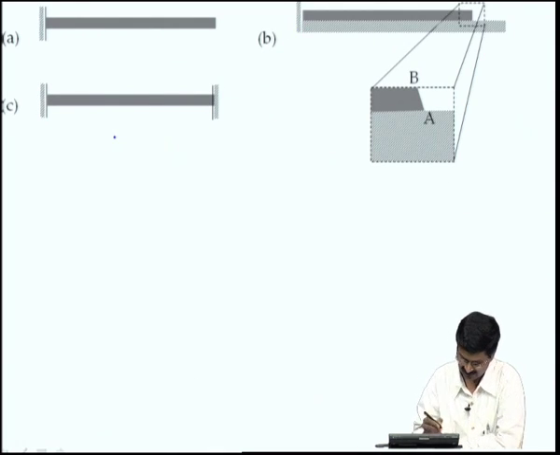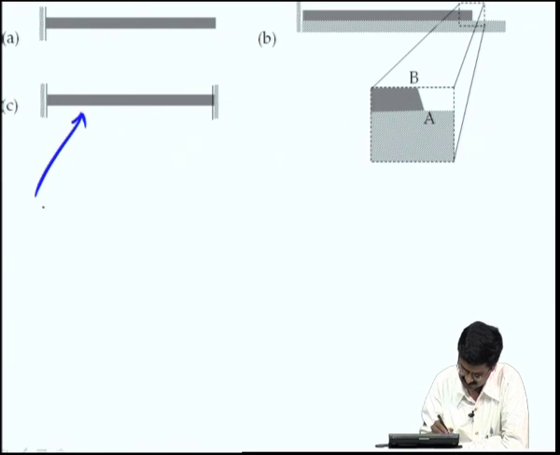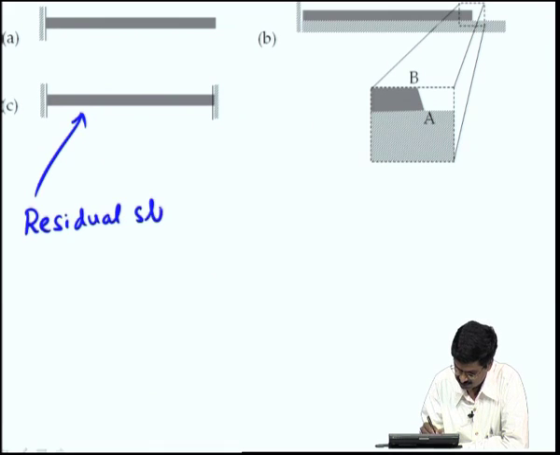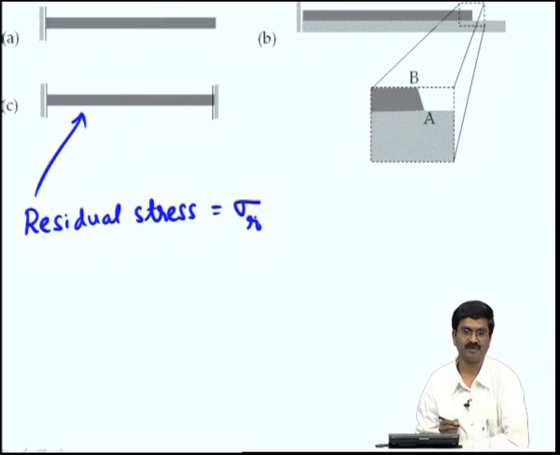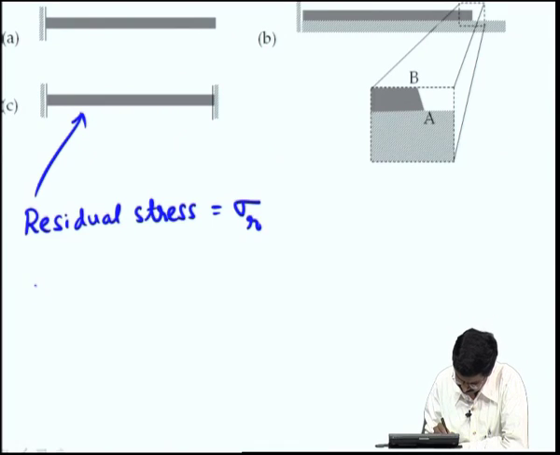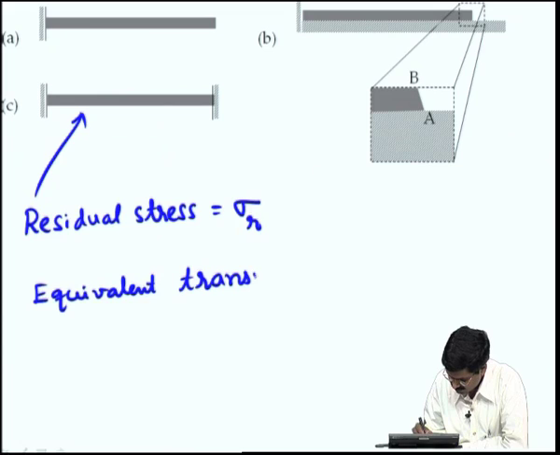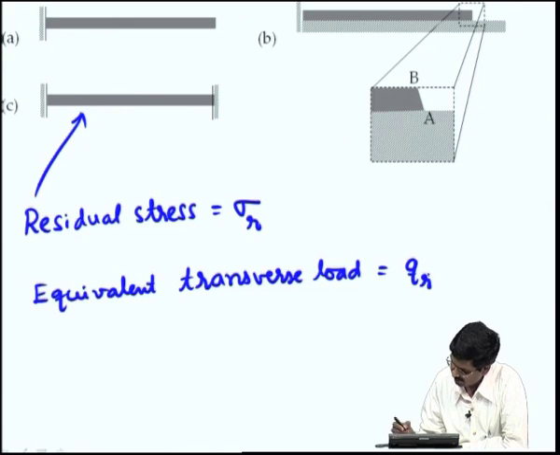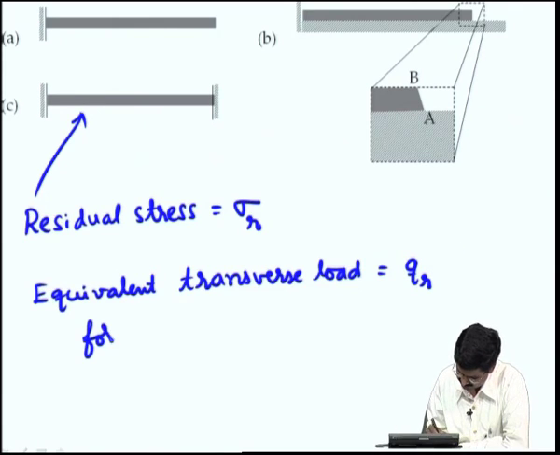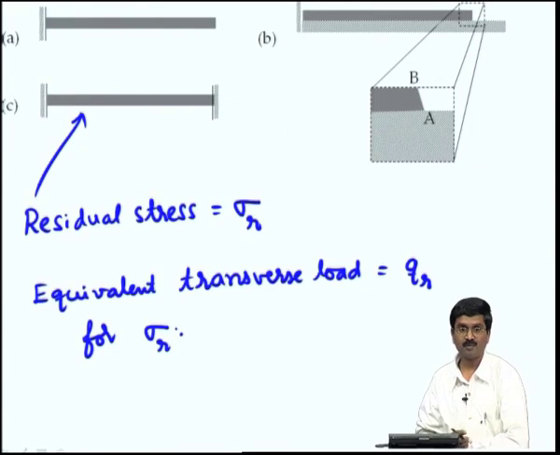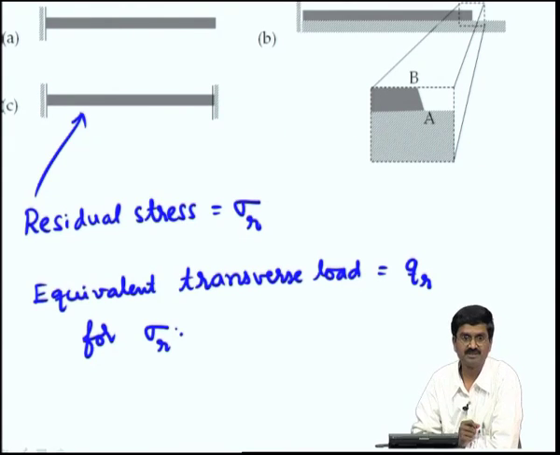If I have a beam and there is a residual stress inside it, let us call that sigma r. How do we account for it? What we will do is find an equivalent transverse load, Q R, for sigma r, because we want to see what happens to this beam.